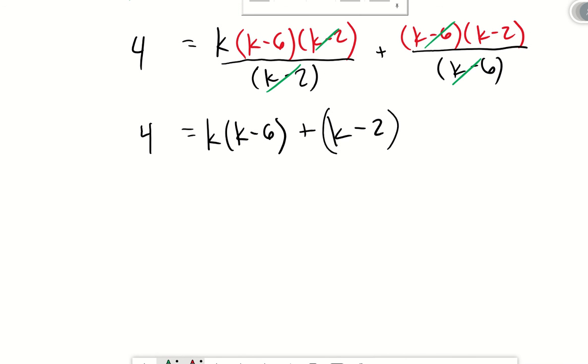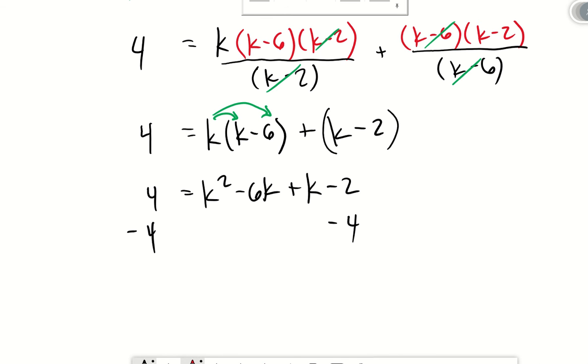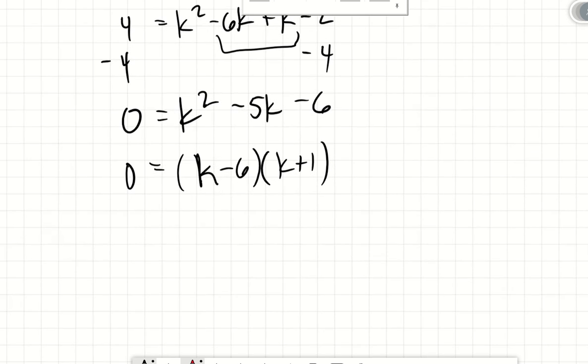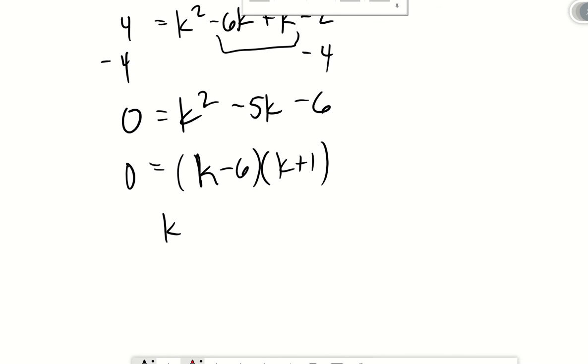I want to distribute this right here. It's k, so that I don't have to deal with this. This can just lose its parentheses because there's no coefficient. So this becomes... And we're going to move the 4 over to combine like terms and set it equal to 0. So we've got 0 equals k squared minus 5k, negative 6k plus k, and then minus 6. And factor that. We get k minus 6, k plus 1. So then k equals 6 and negative 1.